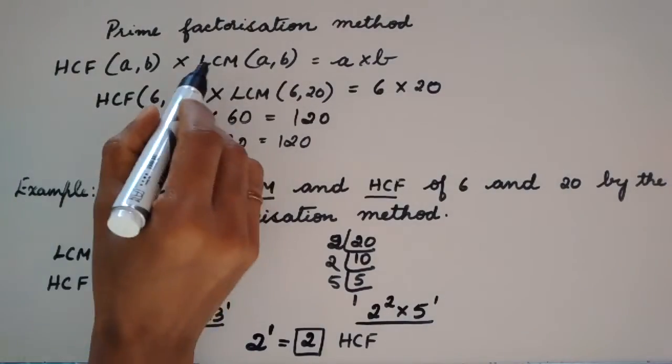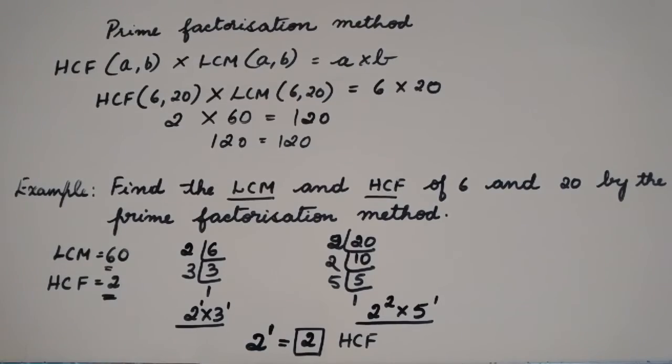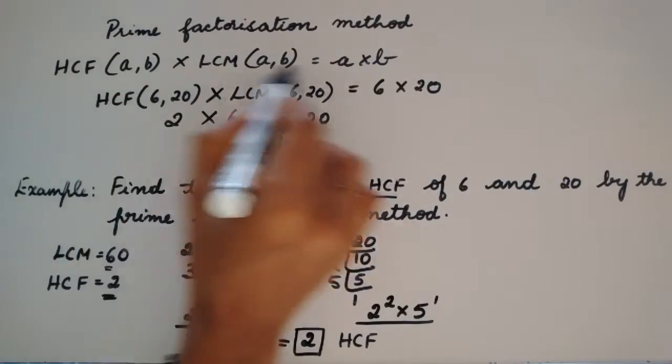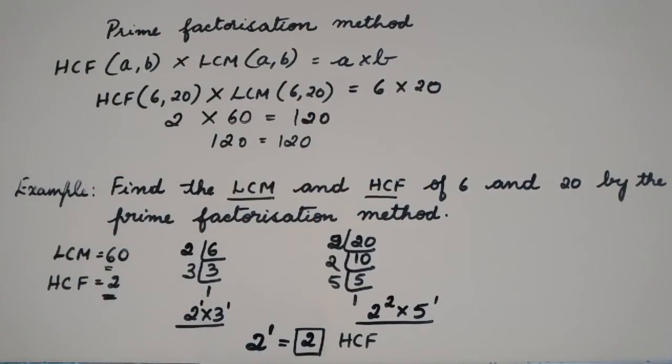So we can use this result to find the LCM of two positive integers if we have already found the HCF of the two positive integers. Suppose we have found the HCF of two positive integers, then using this result we can find the LCM of the two positive integers. Let us try this in the next example problem.